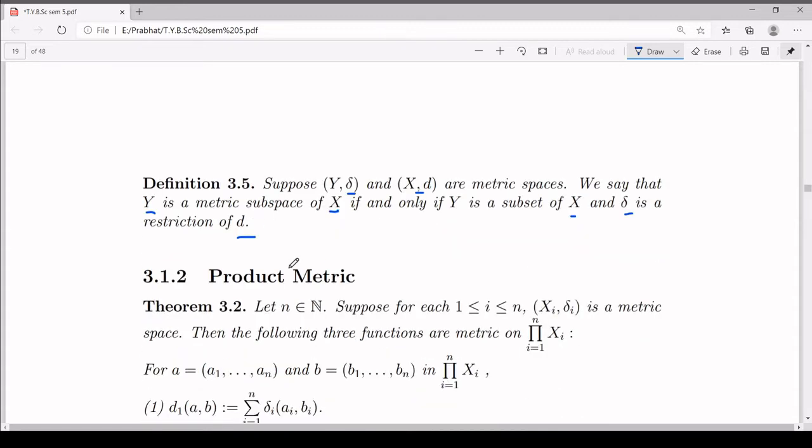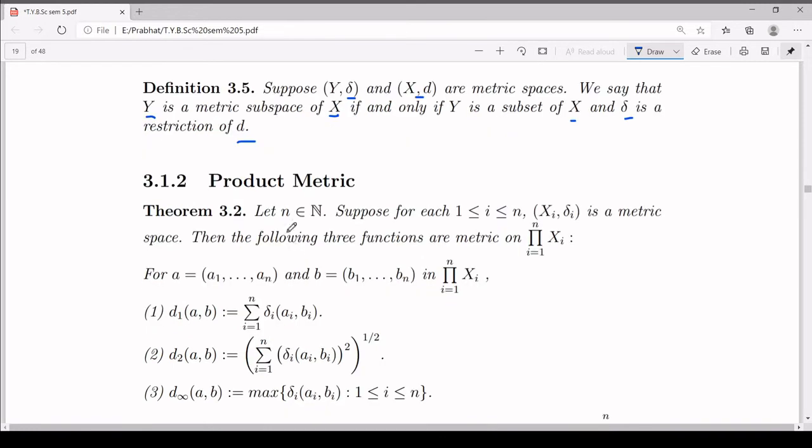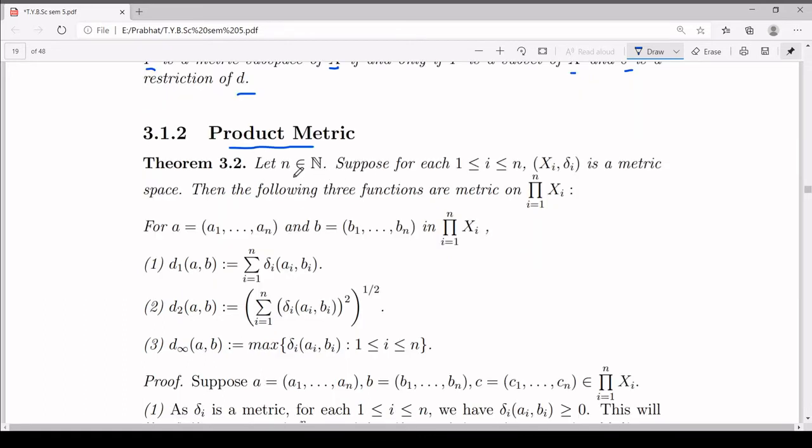Now, the next thing which we want to discuss is the product metric. So for the product metric, you fix any natural number n and suppose that (Xi, delta i) are metric spaces where i is running from 1 to n. That means (X1, delta 1), (X2, delta 2), (X3, delta 3) up to (Xn, delta n) are metric spaces. Then you take the product of all these Xi's. Product means you take X1 cross X2 up to cross Xn.